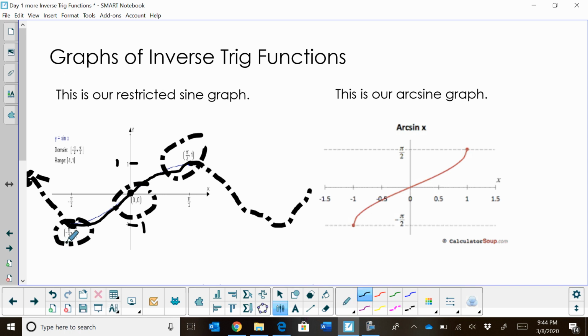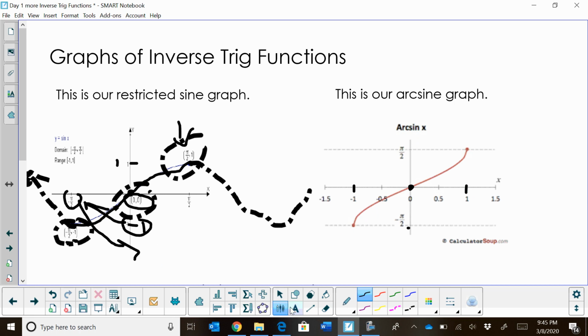So the point -pi/2, -1 changes here to -1 on the x-axis and -pi/2 on the y-axis. So this becomes a value on the y, and this -1 becomes a value on the x for the inverse. The 0, 0 remains the same because when you switch 0 and 0, you get 0, 0. But for the other endpoint, pi/2, 1, we're going to switch that coordinate to 1, pi/2.